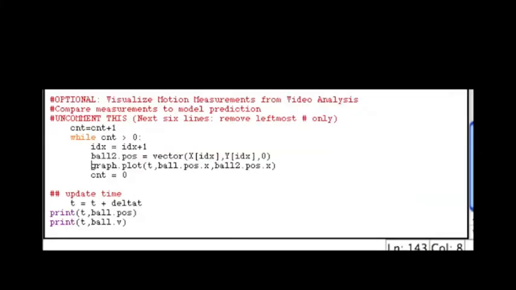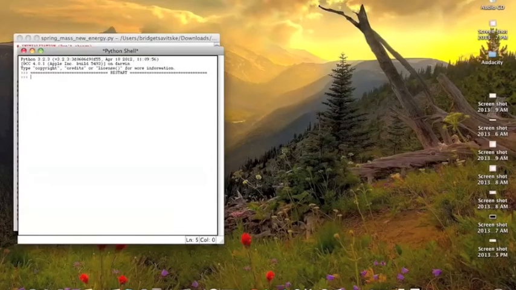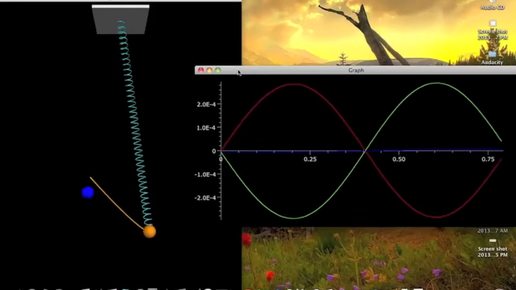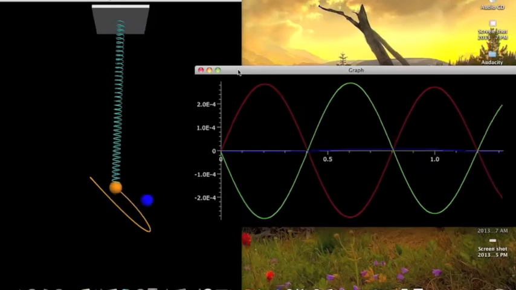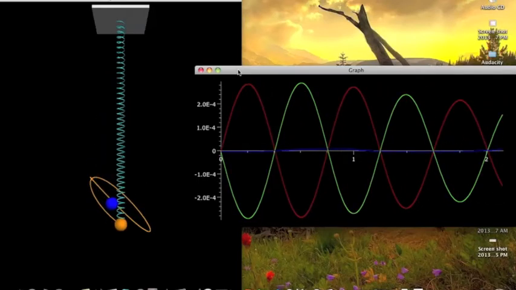In looking at the position code, we are plotting the x and y positions. For the energy plot, the time step had to be very small in order to show the most accurate values for the plots. And when the time step was larger, it actually inaccurately showed how the graphs would behave. When we look at the simulation, you notice that the object doesn't just bob up and down or swing side to side. The combination of the two gives it this complex circular motion. So keep that in mind.